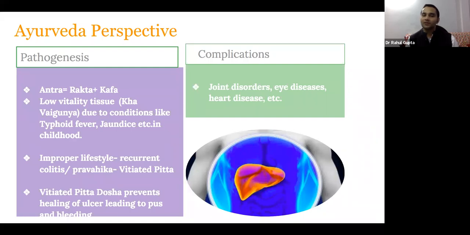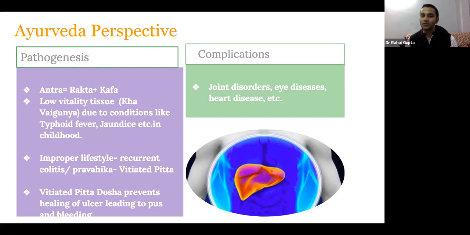Actually, what happens if a person suffers from a fever in his childhood, mostly jaundice and typhoid, and if proper treatment is not given for the fever, low vitality tissue develops in the intestine of the patient. It is also called Khavagun in Ayurveda. Then the positive factors attack this low vitality tissue and cause ulcerative colitis. So basically, improper lifestyle leads to colitis, that is called pravahika.